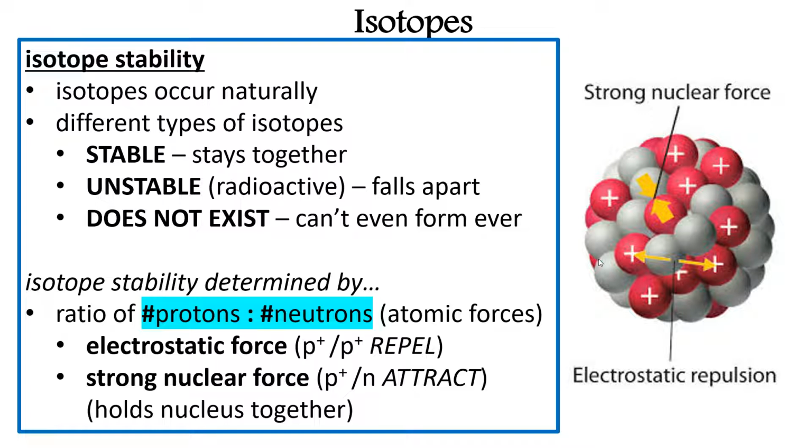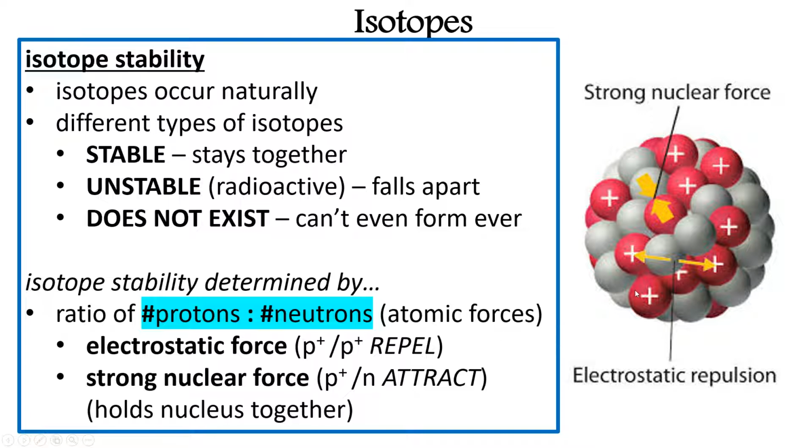Whether or not an isotope is going to be stable is determined by the ratio of the number of protons to the number of neutrons. This matters because of the atomic forces within the nucleus. Remember, we talked about how there's the electrostatic force, which means the protons are repelling each other, and then the strong nuclear force between the protons and the neutrons, which are attracting.